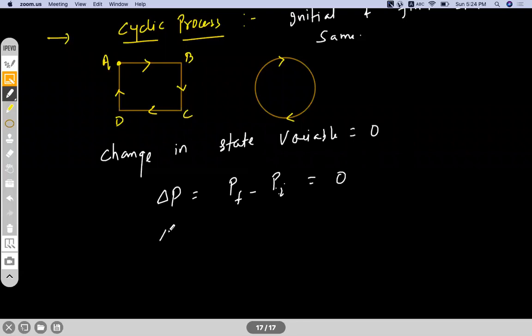Delta V equals delta T equals delta U equals delta H equals delta G equals delta S equals zero. All these changes in state variables are equal to zero. P is the pressure, yes. P is the pressure only. If it is anything else, I would have told you. P is pressure.